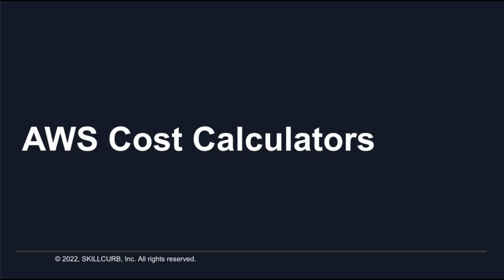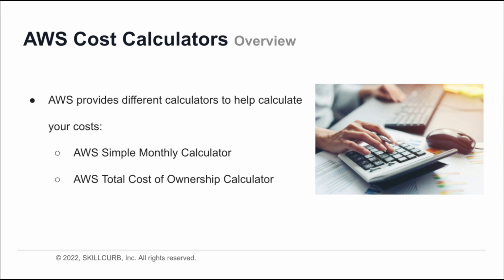AWS cost calculators. When it comes to calculating your costs on AWS, AWS actually provides you a few different calculators to help you calculate your costs when you're working in AWS. The first option is the AWS Simple Monthly Calculator. This is basically just a website that's hosted within an S3 bucket. So you can go here and take a look at all of the different resources, and then you can add in your own AWS resources and figure out what's going to cost you how much.